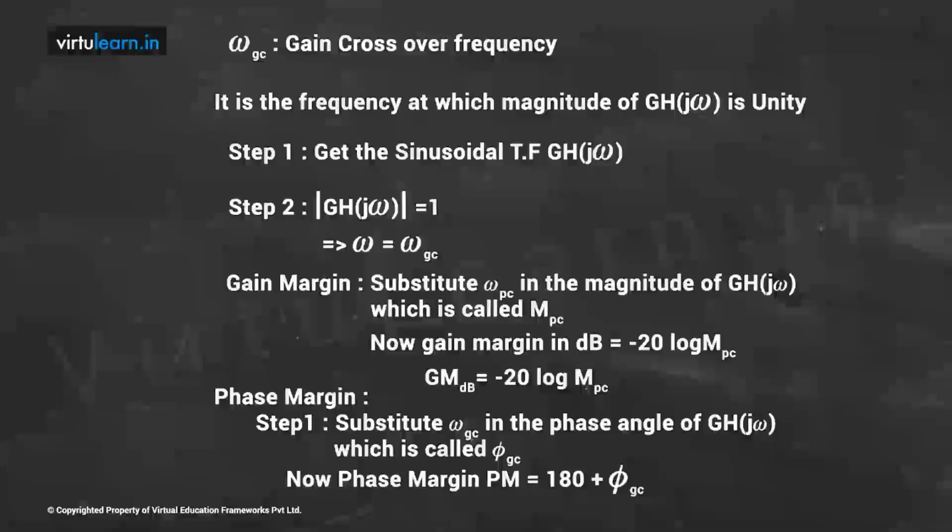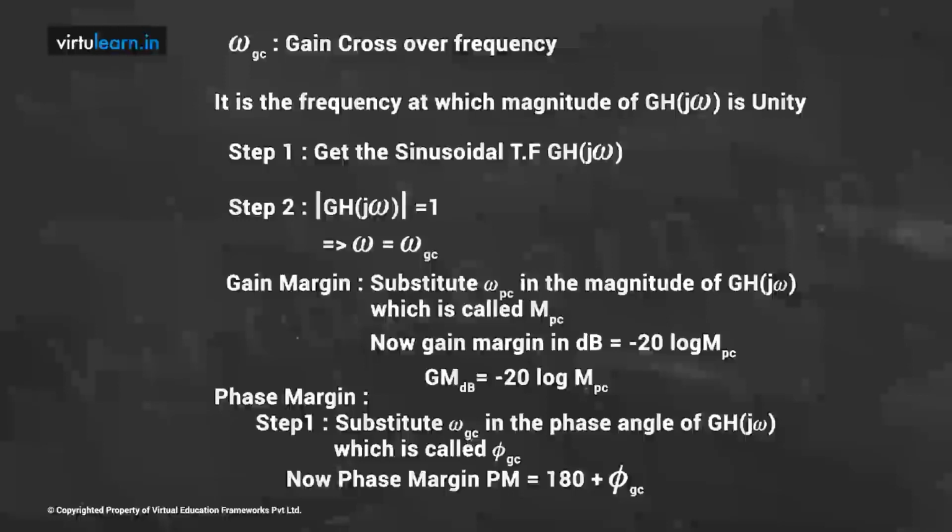And what are the steps? The first two steps are the same. I have GH of s, the open loop transfer function; substituting s equal to j omega, get the sinusoidal transfer function GH of j omega. Now write the magnitude and phase angle expressions and equate the magnitude to 1. When you equate the magnitude to 1 and solve it, the corresponding omega is omega GC, which is the gain crossover frequency. Once we have omega PC and omega GC, then we can find out the gain margin and phase margin.